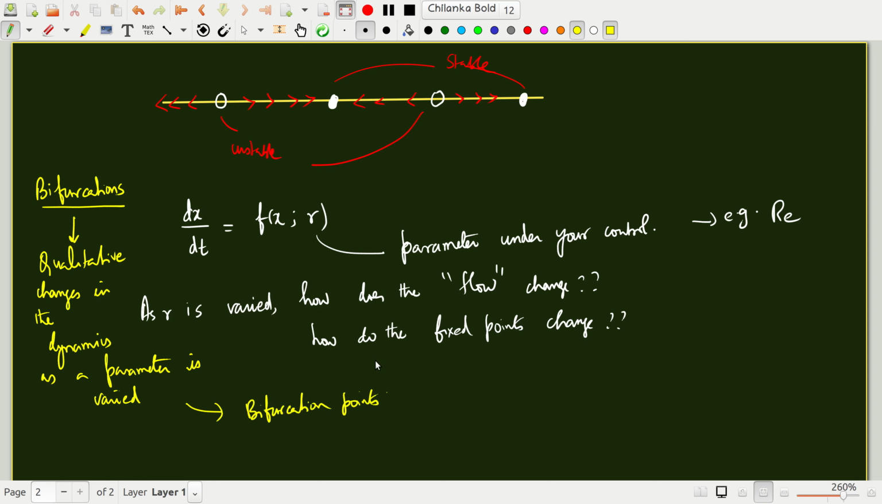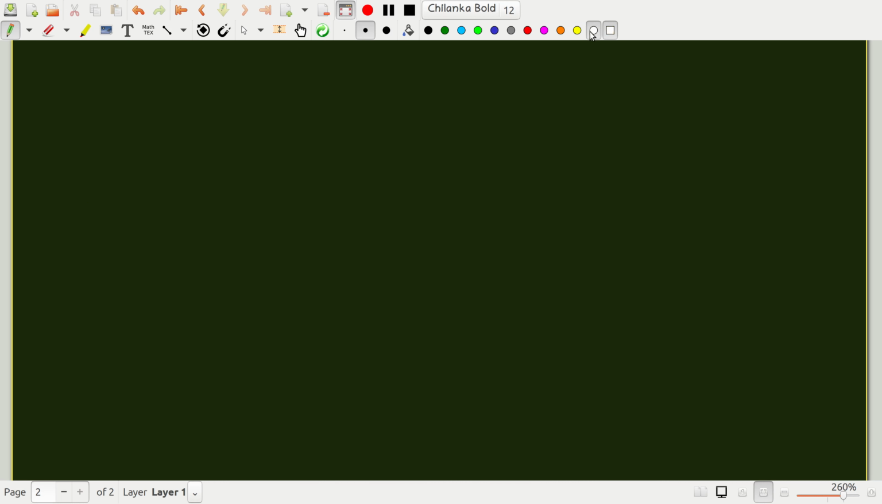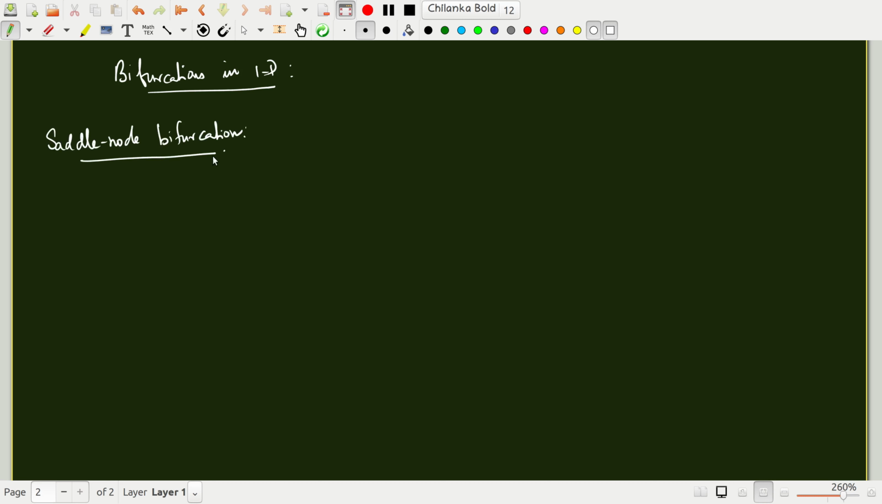Right, so now let's look at bifurcations. What we are going to discuss next is bifurcations in 1D. There are 3 or 4 qualitatively different bifurcations that happen in 1D. The first one that I'm going to discuss is called a saddle node bifurcation. What is a saddle node bifurcation? We will illustrate this with the help of an example.